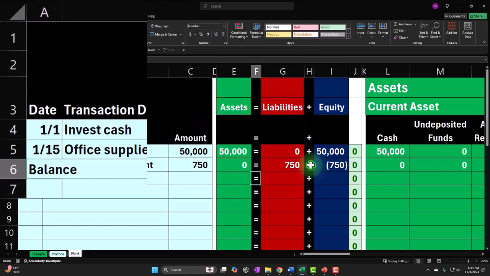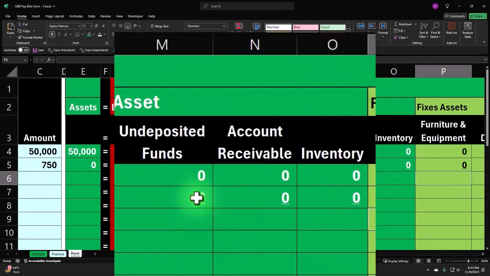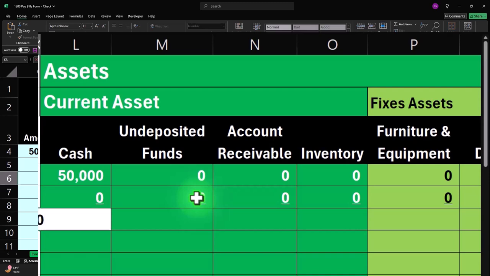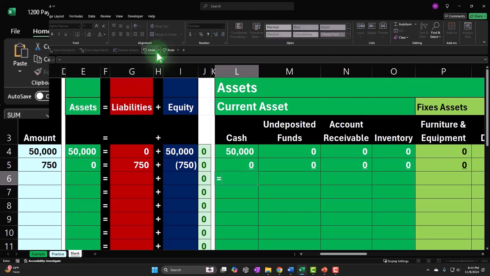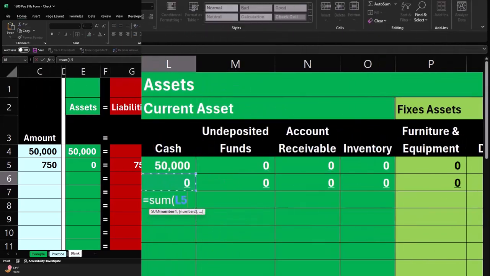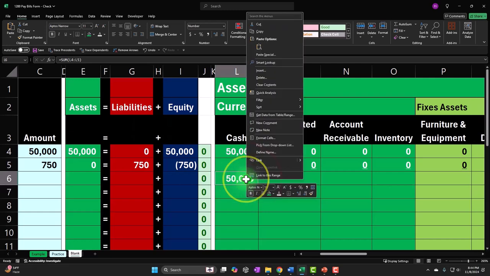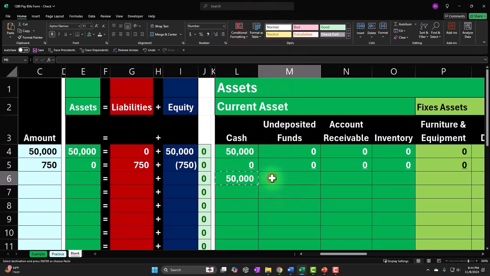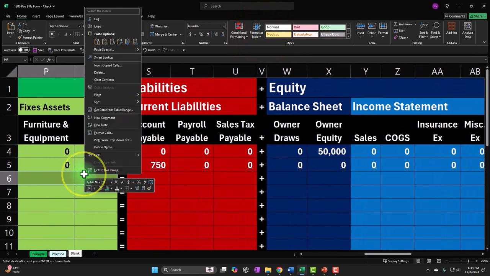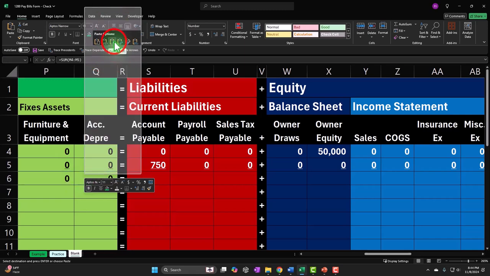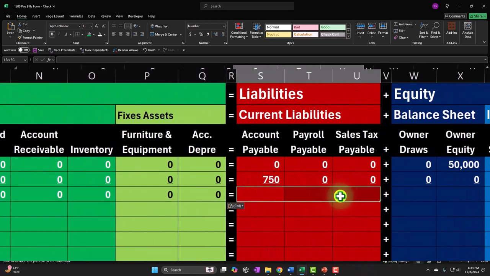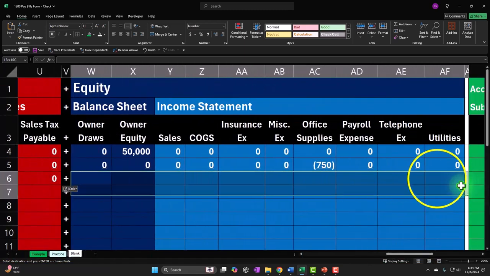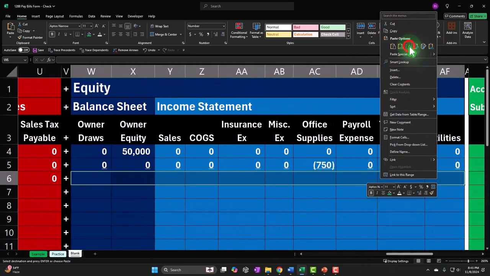All right, so then we have, let's put the balance down here. Balance. So we started off with 50,000 in cash, no transaction to cash. So I'm just gonna do my sum. Wait, let's undo that. Okay, cash equals the sum of these two. I'm gonna copy that, right click and copy, and then paste that across, pasting it formulas only. Boom, and I'm gonna do that over here. Right click and paste it formulas only, and do that over here. And then right click and paste it formulas only.